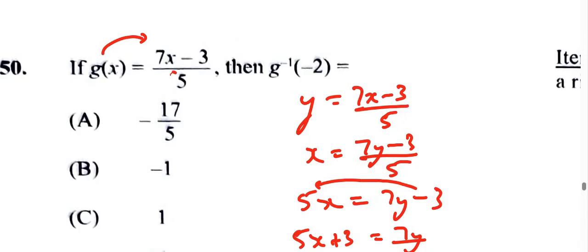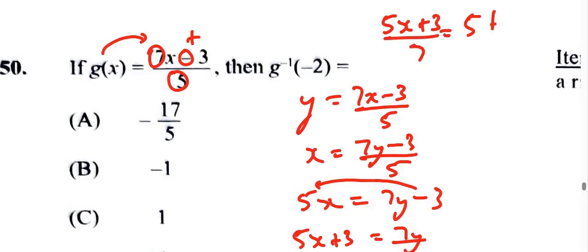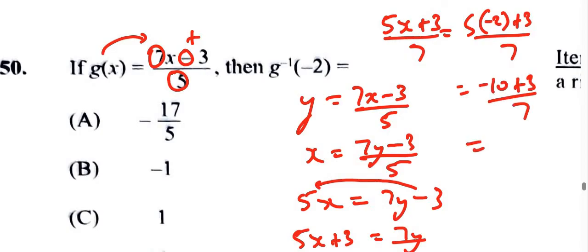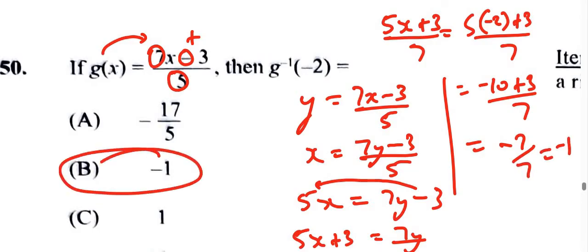So clearly what we're seeing is that these exchanged, and this becomes a plus. And so the g inverse of -2 would be, remember it's 5x plus 3 over 7. So it's going to be 5 times -2. Let me erase this. So it'd be 5 times -2 plus 3 over 7. That's -10 plus 3 over 7, which is equal to -7 over 7, which is -1. So that's our solution.